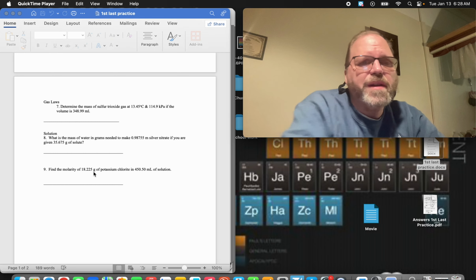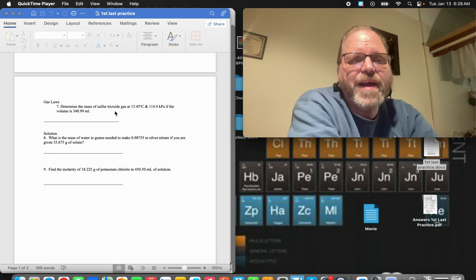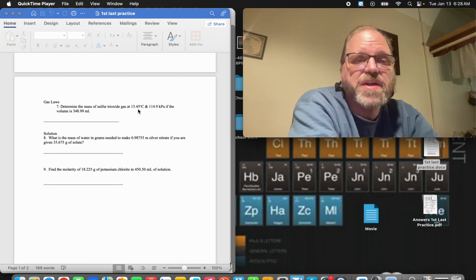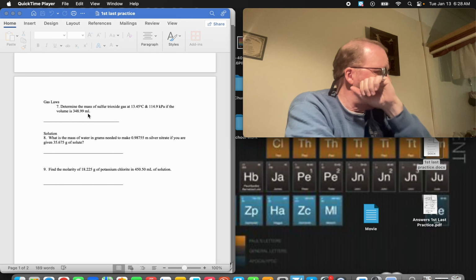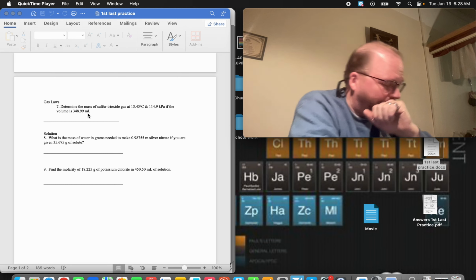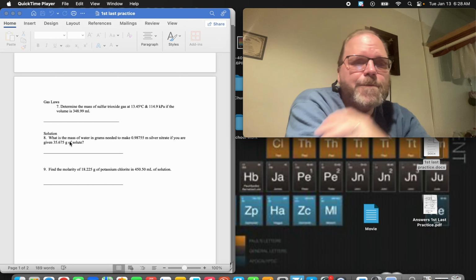And 3 more. Another gas law problem. That's going to be ideal gas law. And we have sulfur trioxide, 13.45 degrees Celsius, 114.9 kilopascals, and the volume is 348.99 milliliters. Then we have to convert that to liters.